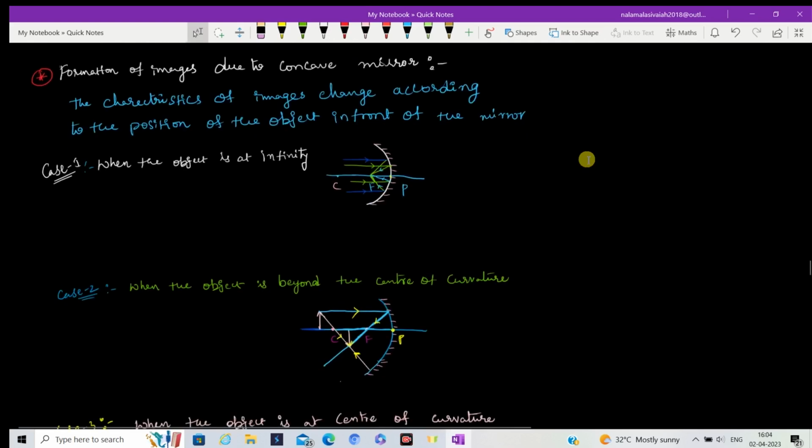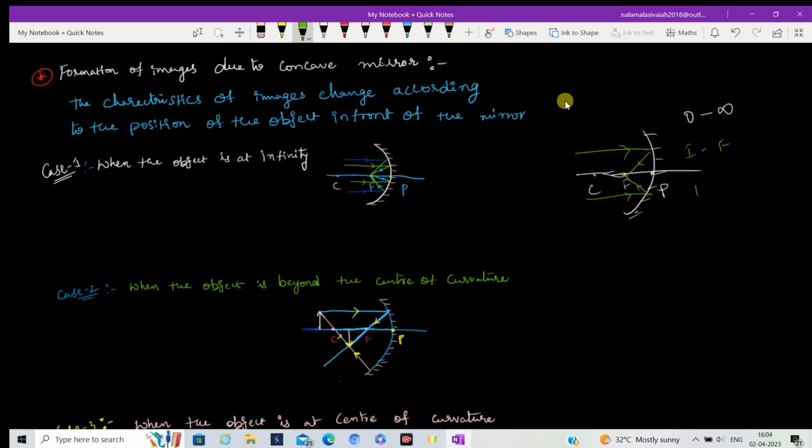And coming to the formation of images by the concave mirror, here you can observe when the object is at infinity. So when the object is at infinity, now image formation by concave mirror. So I am taking the concave mirror like this. If the object is at infinity, light rays coming from infinity, with focus and center of curvature, after reflection meet at the focus, where the image is forming.